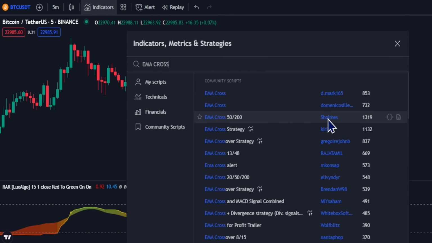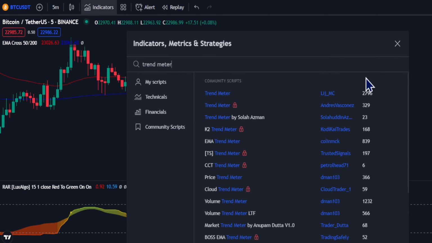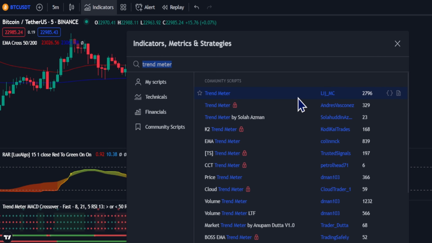Select the indicator made by Sholmes. The last indicator we will be adding to the chart is the trend meter indicator. Search for the trend meter indicator and select the indicator made by Liable. After adding the indicators to the chart, close the indicator search table.